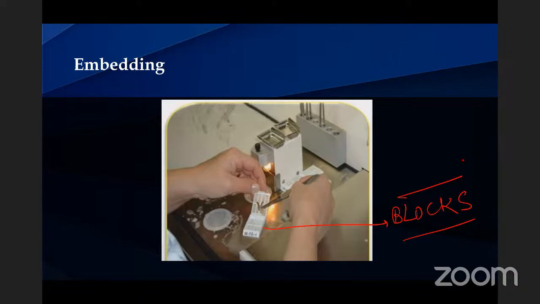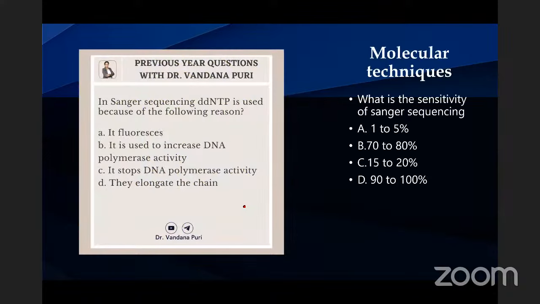Okay, so that is embedding, and these are called blocks. So these are plastic cassettes. What are these called? Plastic cassettes, in which the blocks are formed. Okay. So that is your technique, which is basically histopathology processing. Now let's come to the molecular techniques that they can ask you.